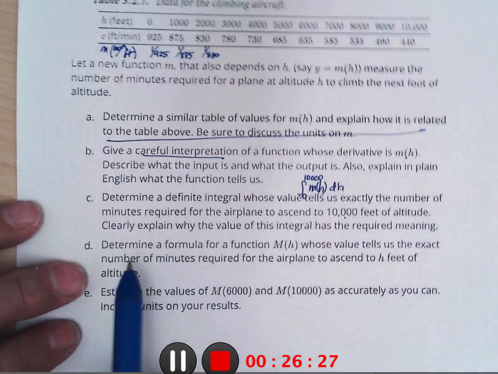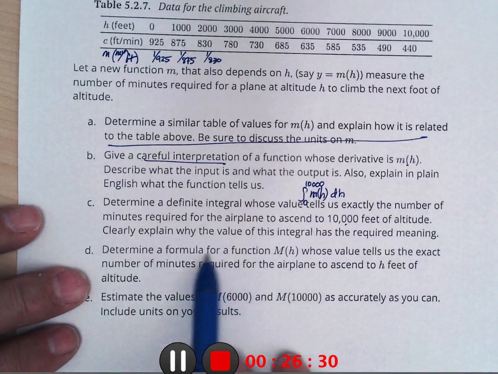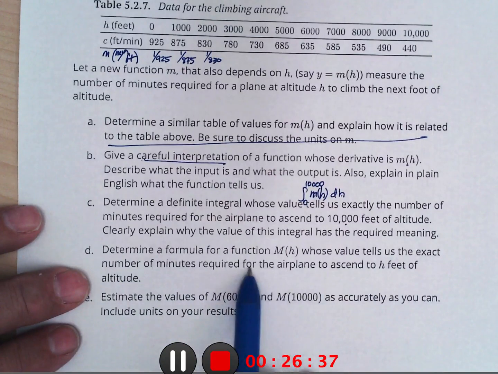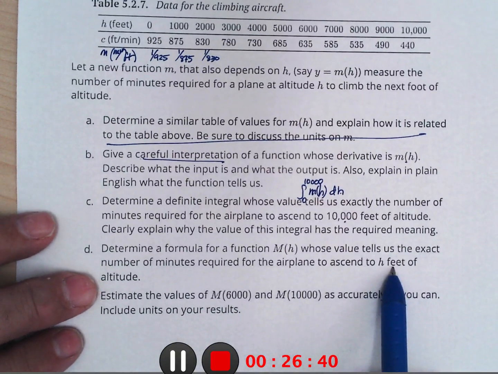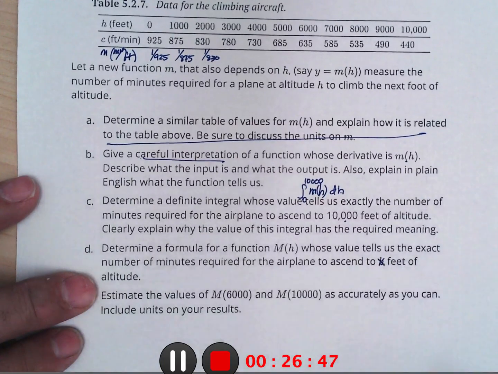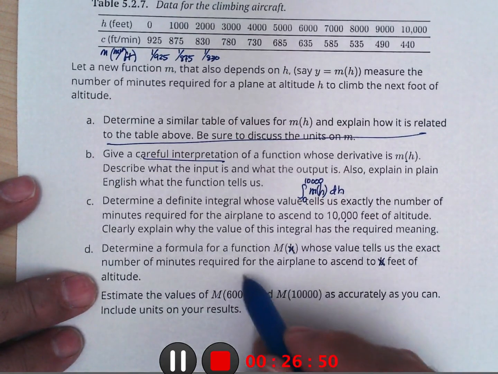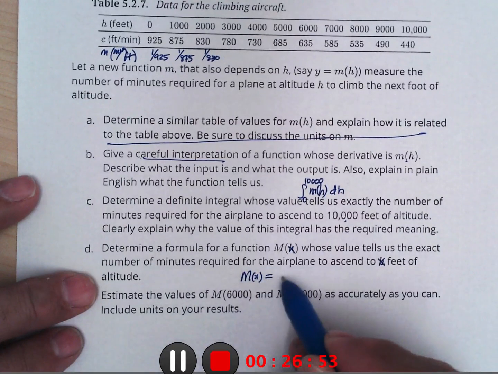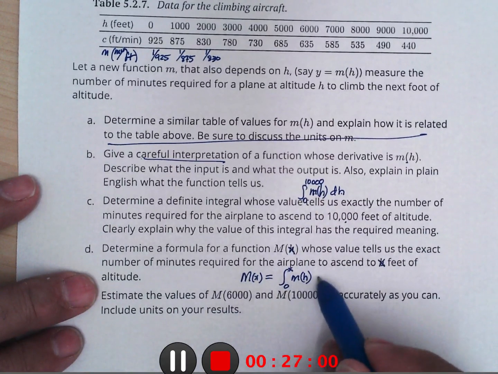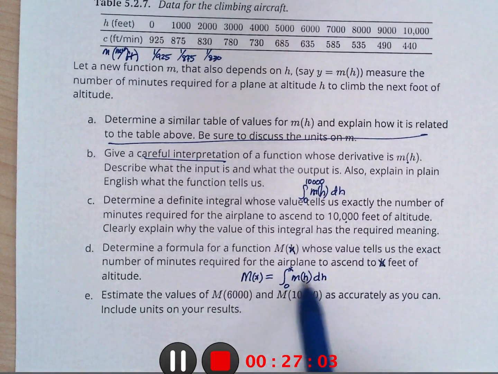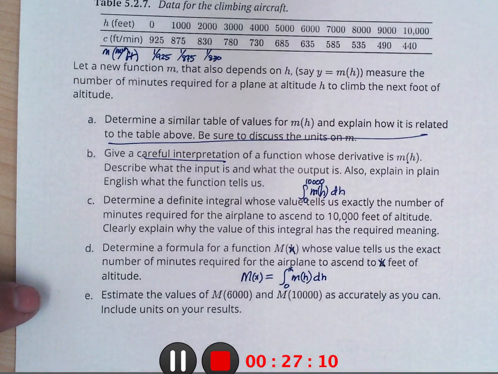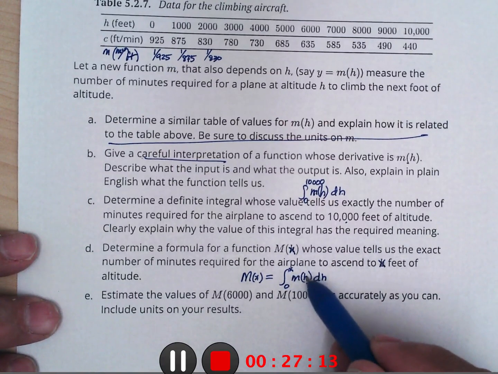Determine a formula for the function f of h whose value tells you the exact number of minutes required for an airplane to ascend to h feet. Now, I don't like that they said h. It would be nice if they said x feet, so that we can find this equation. M of x would be the integral from 0 to x of m of h, the area under the m of h curve evaluated up to x for x number of feet. But if they want us to put h here, then I'd have to put a different variable, x, here and here.